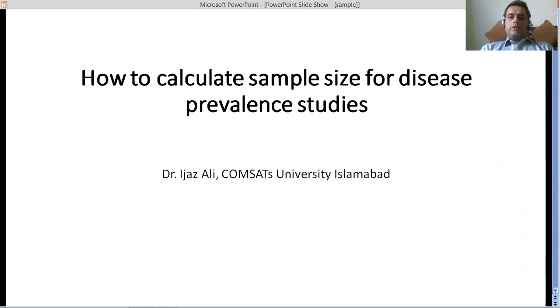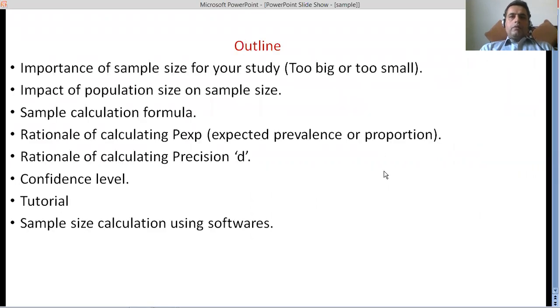So let's get started. This is the outline of this presentation. If you want to understand it fully and to come up with real sample sizes for your studies, then you must listen to each and everything in this presentation. So first I would be talking about the importance of sample size for your study, whether too big or too small a number of samples would do any good for your study or not.